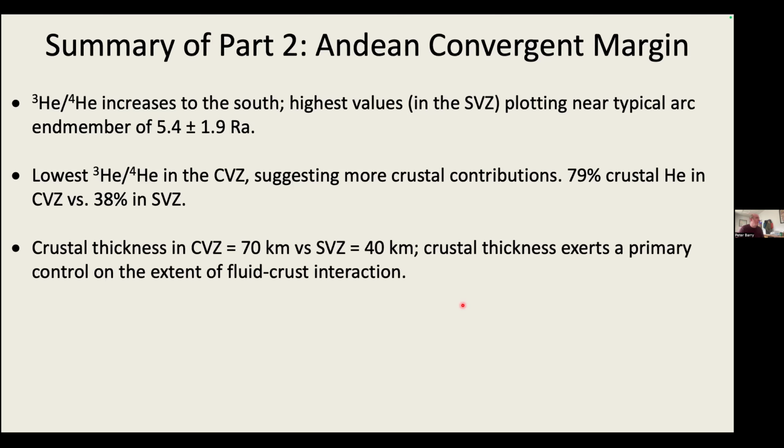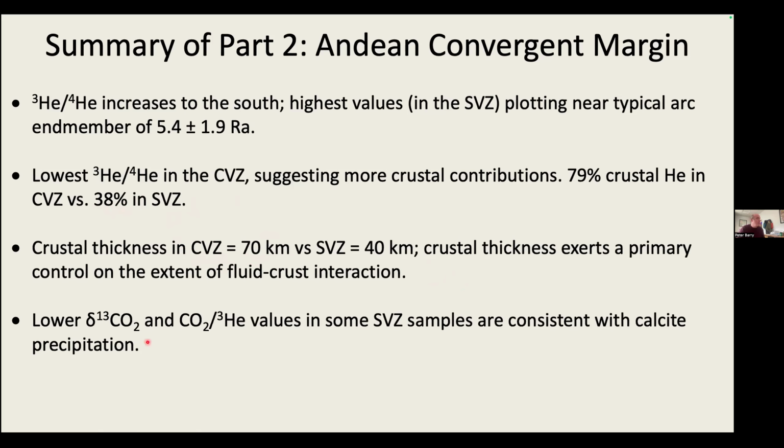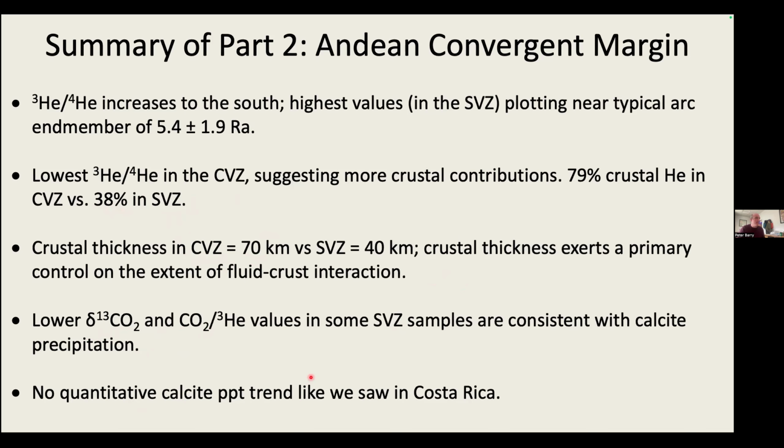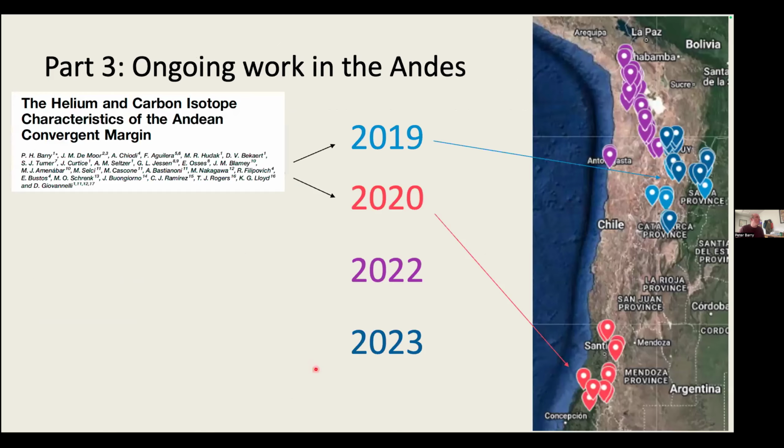About 80% of the helium comes from the crust, versus only 38% coming from the crust in the Southern Volcanic Zone. Again, this is totally consistent with what we see in the crustal thickness between the two regions. And we concluded that crustal thickness exerts a primary control on the extent of fluid-crust interaction. We did see lower carbon isotopes and lower carbon helium-3 ratios, which is consistent with calcite precipitation. But again, there was no real quantitative calcite precipitation trend like we saw in the Costa Rica study.